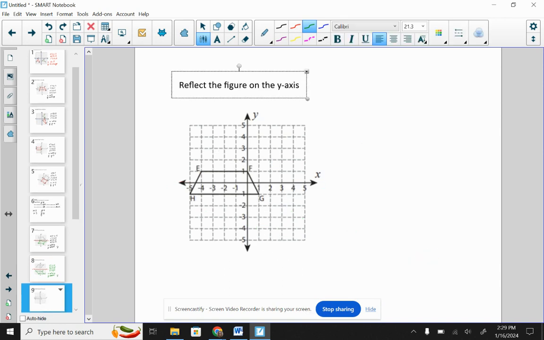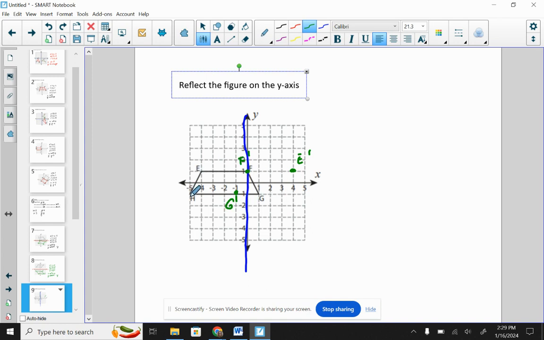Okay, so what about the y-axis? So now picture, here's your mirror line. Same idea, but we're now going to flip left to right. So the E was 4 away from the blue line. It's still going to be 4 away, just on the other side. The F was right on the line. It's going to stay right on the line. So the F prime is going to stay there. The G, now this one's interesting. It was on the right of the line. It's now going to be on the left of the line.